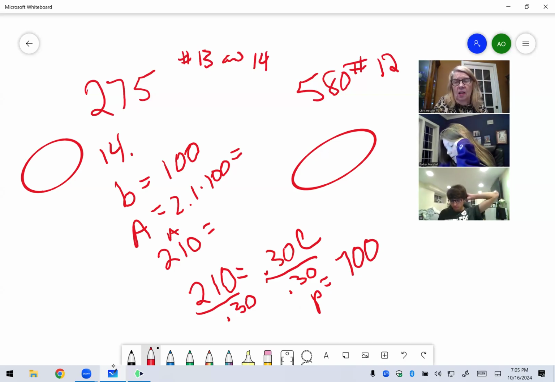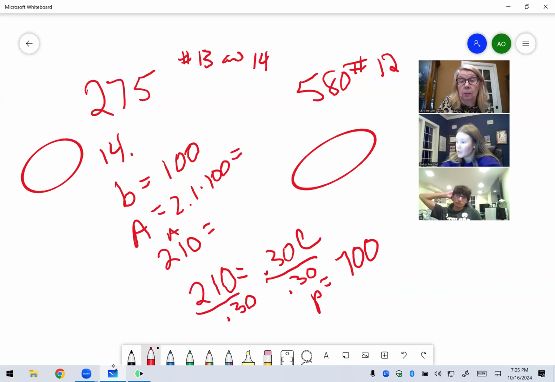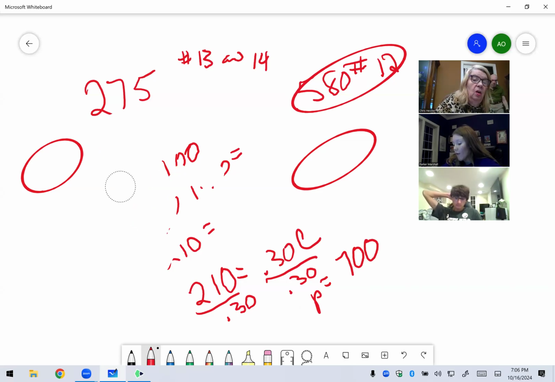Now that's a lot to digest, I realize. That's only going to be way at the end of your test. But my prayer is that tomorrow, as you do these, as you take this, Jason, you're going to get a lot of questions right very fast. And then you'll have time in the bank for something hard like this. Okay, so the last one I want to do is 580, number 12. And then we can go on to density.